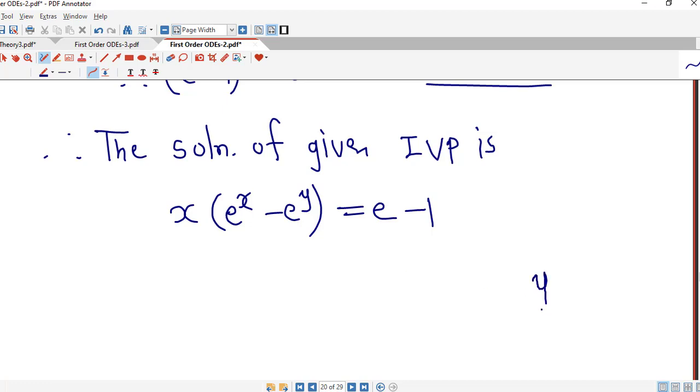We can check that this solution must satisfy the condition when x is 1, y is 0. So we can check by taking x equal to 1 on the left hand side. We obtain e minus 1, which is equal to the right hand side. So this is the solution of the given initial value problem.